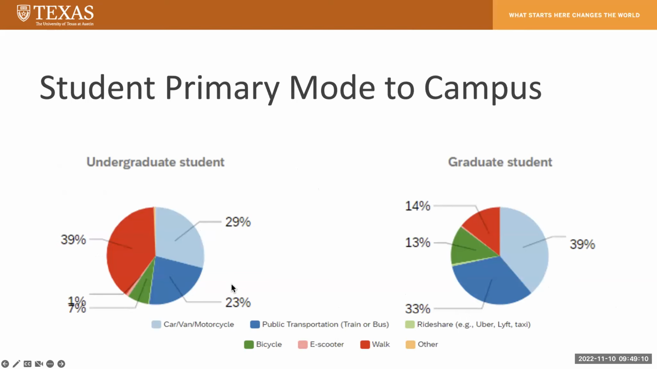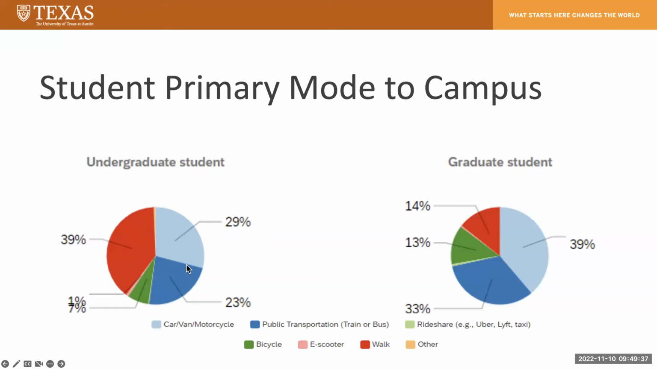And you'll note that the red here is walk for undergraduate students, and that's the largest category. I was a little bit surprised that we got only 39%, because I did informal surveys of my classes and a few other classes before this survey was actually conducted. And the numbers that I got were more like 70% of the undergraduate students said they walked to campus. But here we have 39%.